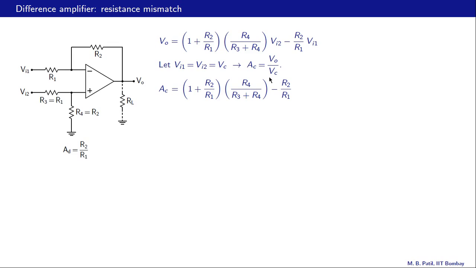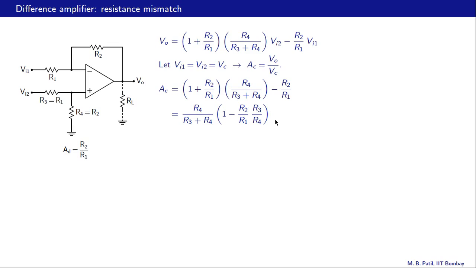And if we substitute Vi1 equal to Vi2 equal to Vc here, then VO by Vc, which is equal to AC, the common mode gain, turns out to be simply 1 plus R2 over R1 times R4 by R3 plus R4 minus R2 by R1. Let us rewrite this expression as R4 by R3 plus R4 times this bracket, and of course you should verify that these two are actually the same.